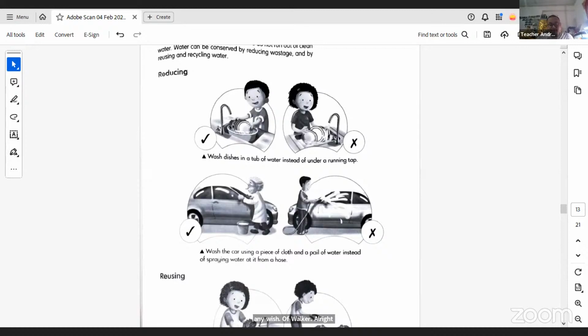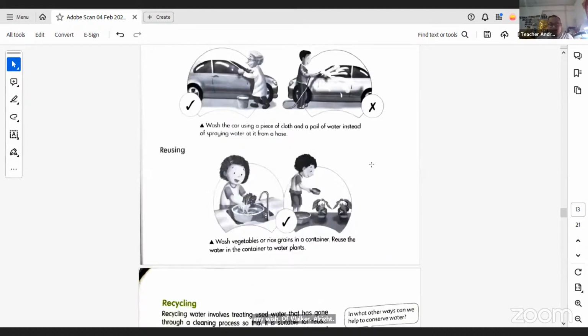Next up, reuse. How can we reuse water? We can reuse water by using the water that we wash the rice and vegetables in for watering a plant. So the water we use to wash the vegetables and rice, we can use to water the plant. This is also considered part of reuse, right?